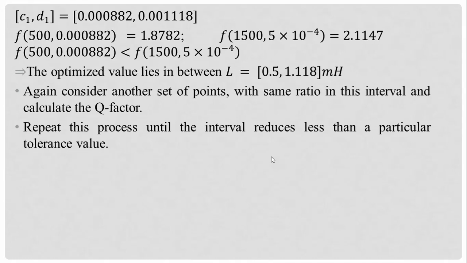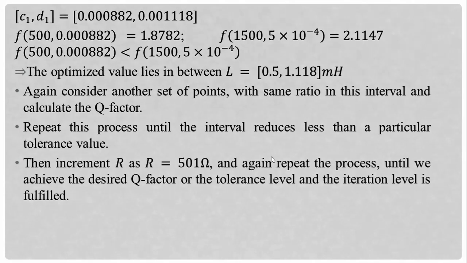Tolerance, I have given a particular range over here. So then we will increase the R. Initially we took R equals to 500. So here we will take R equals to 501. And again, repeat the process until we achieve the desired Q factor. Okay. So let's see the code.